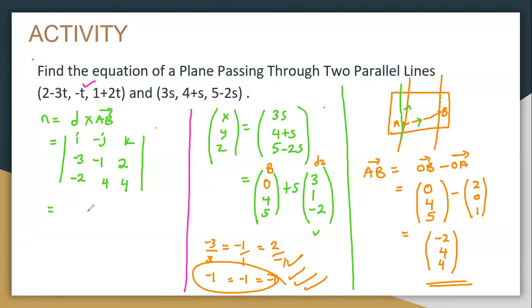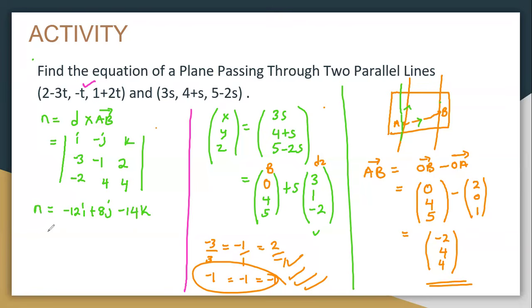Okay, so from my computation, this is -4 minus 8, which is -12 i. Then when I remove this, this is -12 minus -12 minus 4, which is -8. Then the other 8, this is plus 8j. Then this is -12 minus, you remove this, -12 minus 2, which gives you -14. So this is going to be -14 k. This is your normal vector.